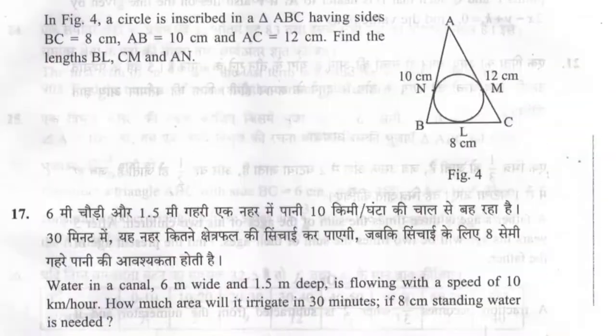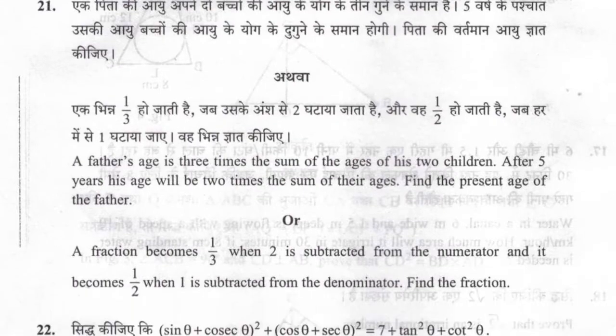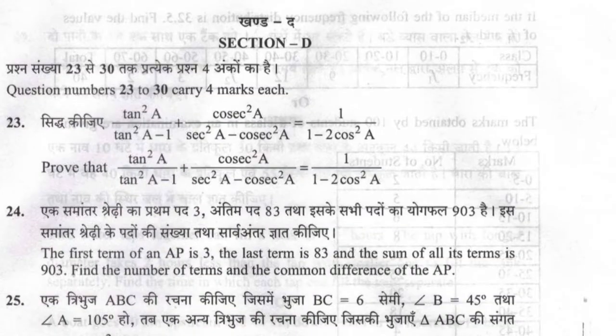Now let's move to section D here. It has 8 questions of 4 marks each, and in the 23rd question we have to prove that tan square A divided by tan square A minus 1 plus cosec square A divided by sec square A minus cosec square A is equal to 1 by 1 minus 2 cos square A.